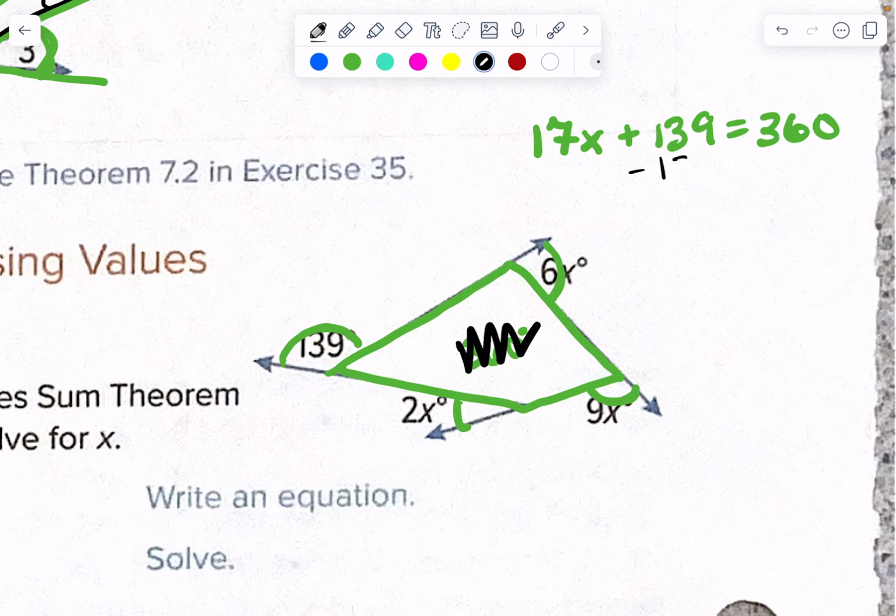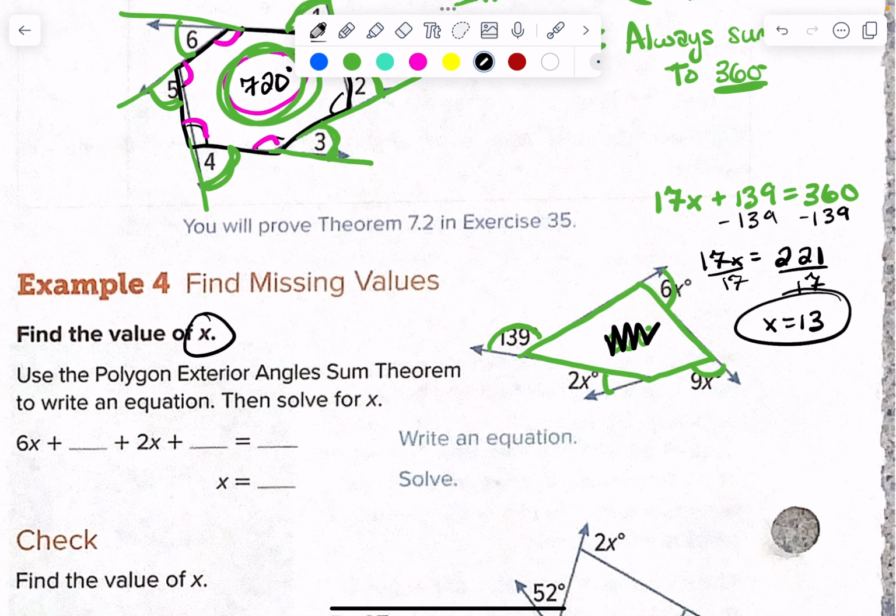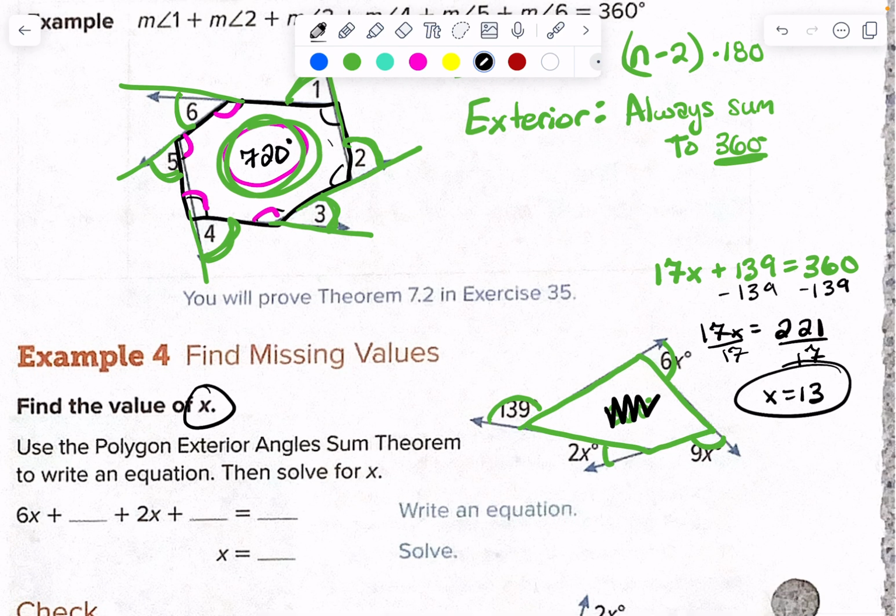I'm going to subtract the 139, and I get 17x equals, I've got to do some math. That's going to be like 221 divided by 17. Does that come out nicely? Yeah. If I divide by 17, x is 13. Okay, and they want us to find the value of x, so we're done. X is 13. I could plug it back in if I wanted to, but I don't have to because that's all they ask. But just remember, exterior angles are always going to add up to be 360 degrees.